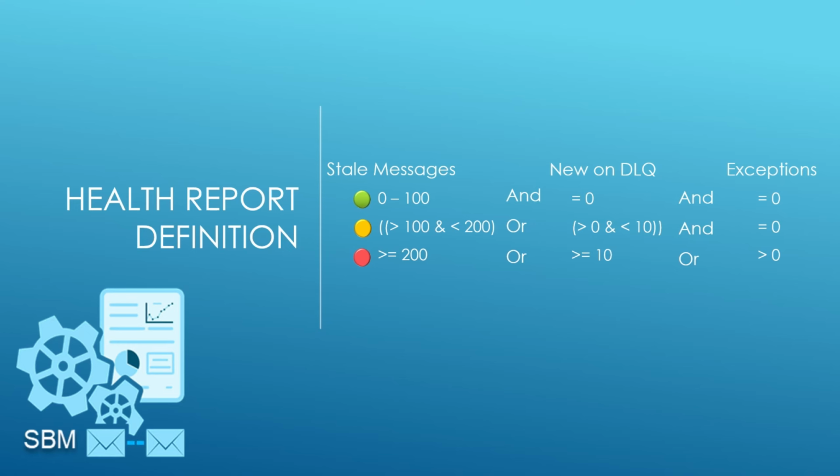We have our reports configured. These will run every 15 minutes against both the main and the dead letter queues. Let's now make use of this new knowledge in a health report. We will configure a green health rule.